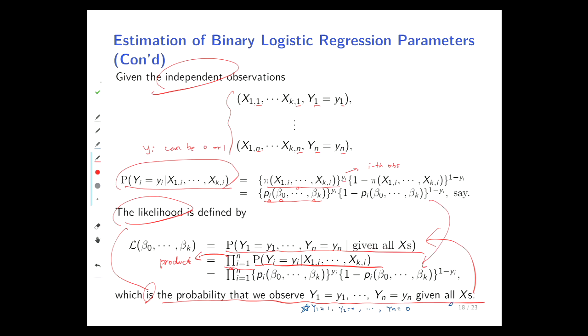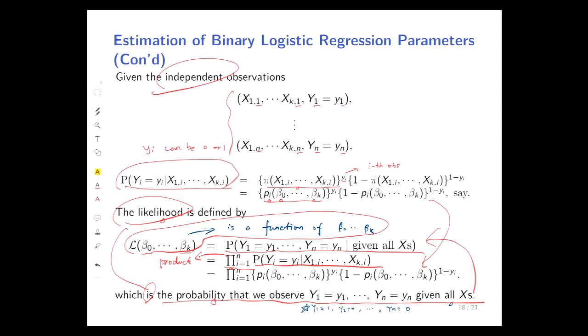You can see the conclusion here is that this probability, or this likelihood function, is actually a function of beta 0 to beta k. I think that's the important conclusion. This derivation, I think, is the most difficult part of this lecture, but the conclusion is more important. Just remember what the likelihood is: the probability that we observe our data, and it's usually a function of beta 0 to beta k. That's the most important thing here.